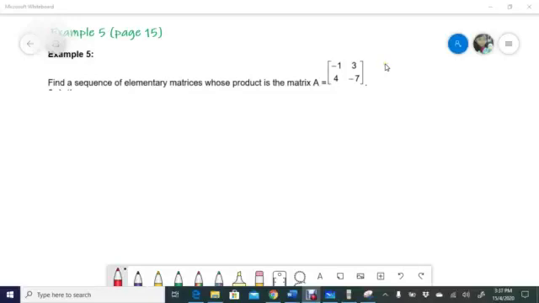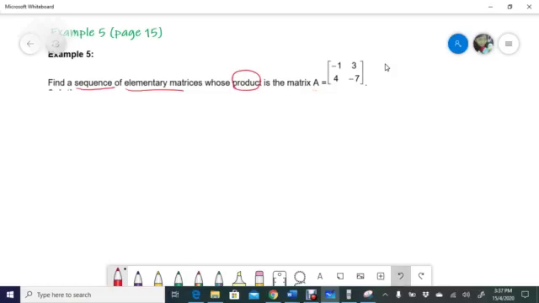Okay, this is the example for inverse elementary matrices on page 15. This is the example in your notes. Look at the question. It does not ask you directly to state the inverse elementary matrices. But the question already tells you: find a sequence of elementary matrices whose product is A. So what will you do then?